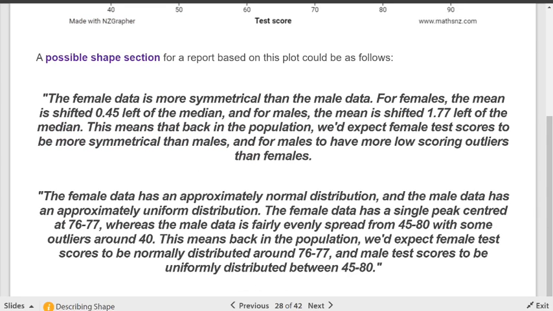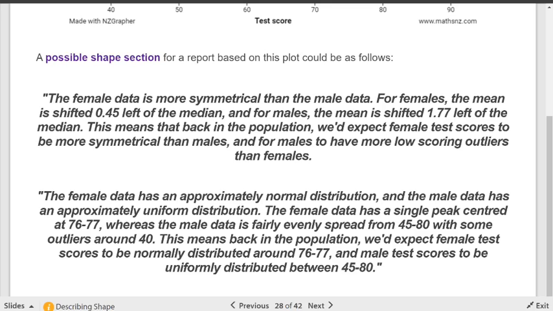The female data has approximately normal distribution. First we addressed symmetry. Now we're going to address distribution. There's approximately normal distribution, and the male data is approximately uniformly distributed. Unless it's perfect, you say approximately. Okay? The female data has a single peak centered at whatever, and the male data is fairly spread out. And where do they get that 45 to 80?